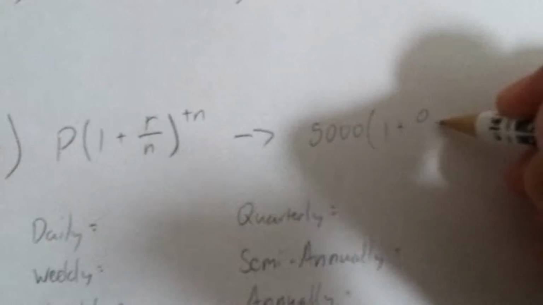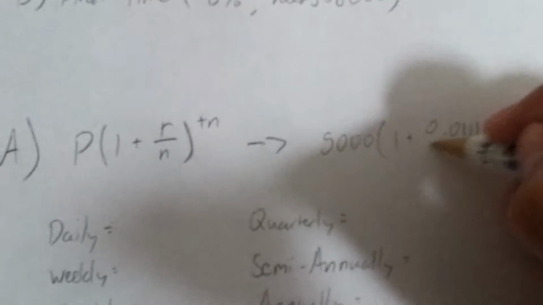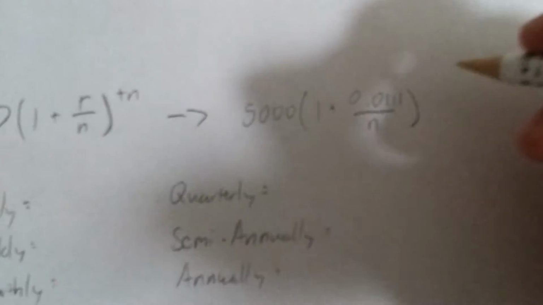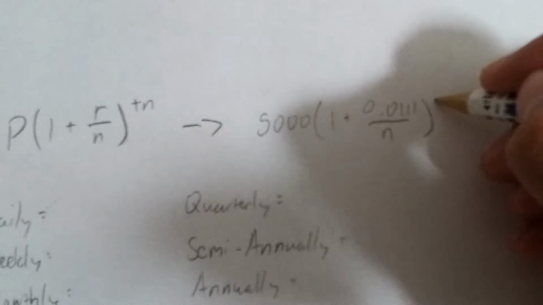And remember, change the rate into a decimal. So 1.11% would turn to 0.0111, and we're going to leave n as a variable, so later we could use a calculator and use the trace function. And the time was 12 months, which is a year, so it's going to be 1n.